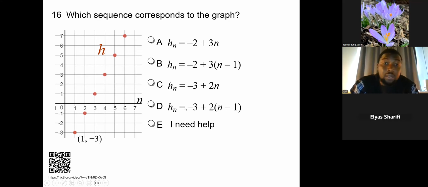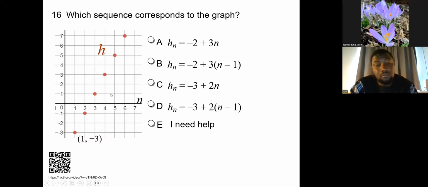So the correct option here is letter D. Now I will explain the reasoning. If you look at the graph here, the starting point is 1 and -3. So the first term is -3. That is always the first term. Now you can see that the gradient is 2. That is the slope of this line. So you go 1 to the right and 2 above. So it's the change in y, which is 2 steps, over the change in x. So change in y is 2 over 1, which is just 2. So that gives you the correct answer, -3 + 2(n - 1).